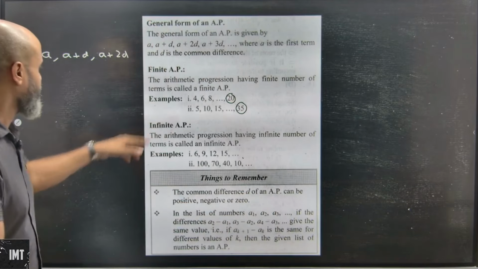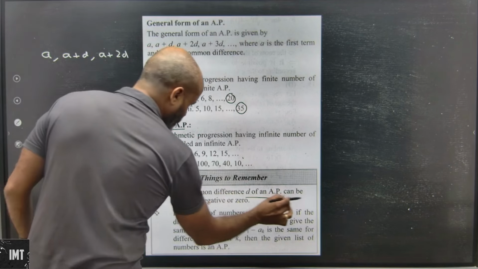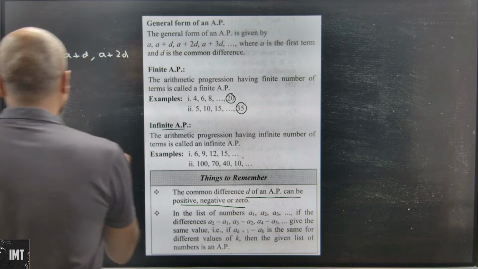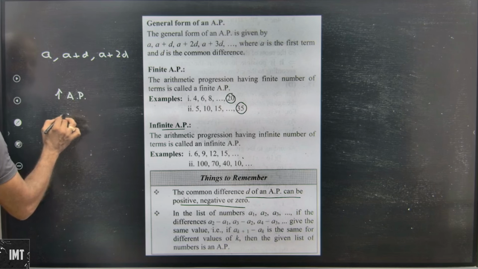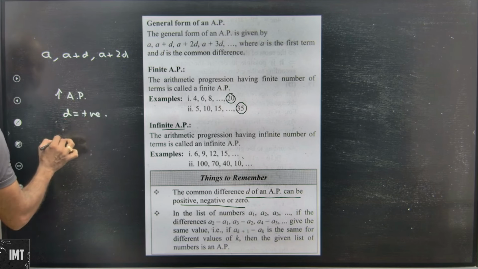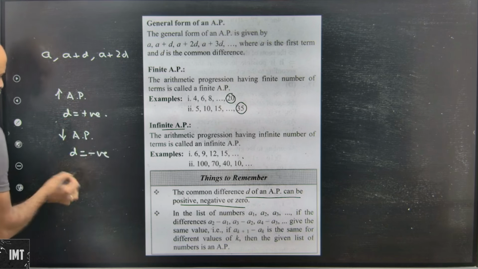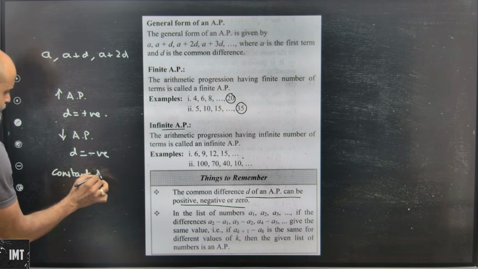All these are basically infinite APs. The common difference of an AP can be positive, negative, or zero. It can be either positive, it can be either negative. We know that for an increasing AP, the common difference is positive. For a decreasing AP, the common difference is negative. And for a constant AP, the common difference is 0.